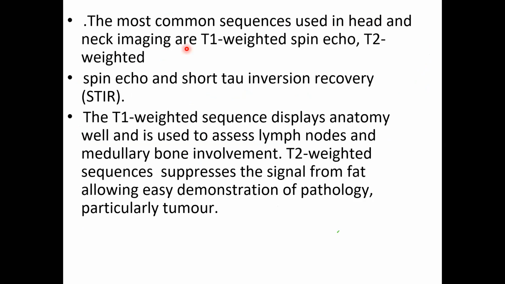The most common sequences used in head and neck imaging are T1 weighted spin echo, T2 weighted spin echo, and short tau inversion recovery (STIR). The T1 weighted sequence displays anatomy well and is used to assess the lymph nodes and medullary bone involvement. T2 weighted sequences suppress the signal from fat, allowing easy demonstration of pathology, particularly the tumor.